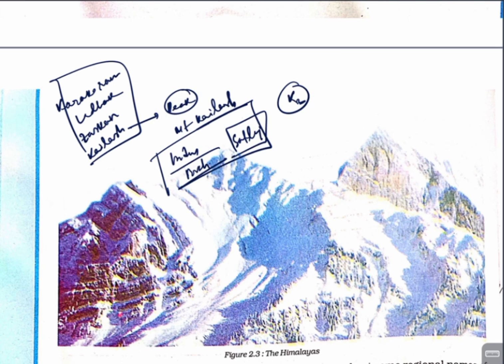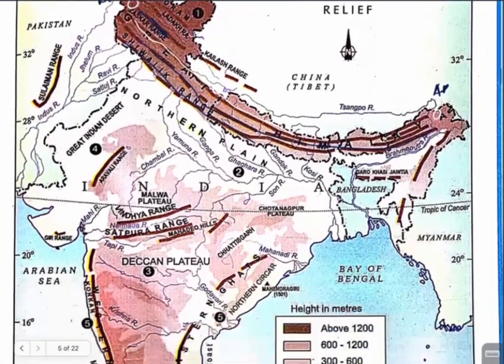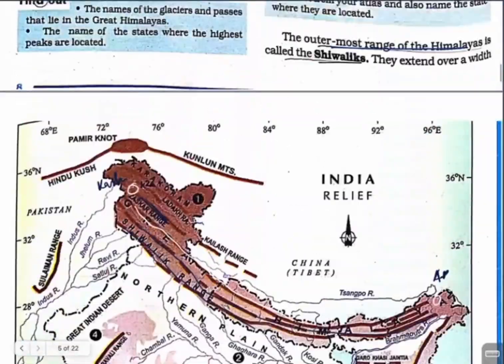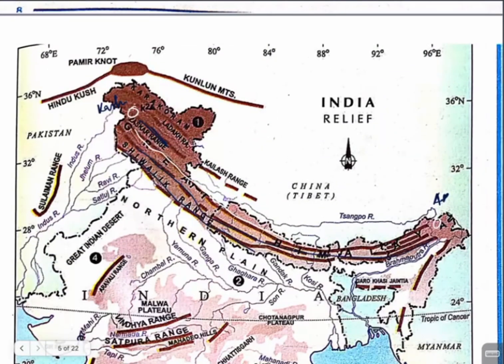Now we'll talk about the Greater Himalaya. The Greater Himalaya is also called the Inner Himalayas, or the Central Himalayas, or the Himadri. It extends from this part to this part. This is called Nanga Parbat, and this is called Namcha Barwa.